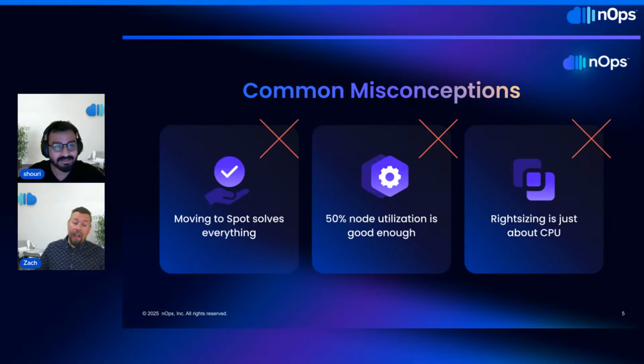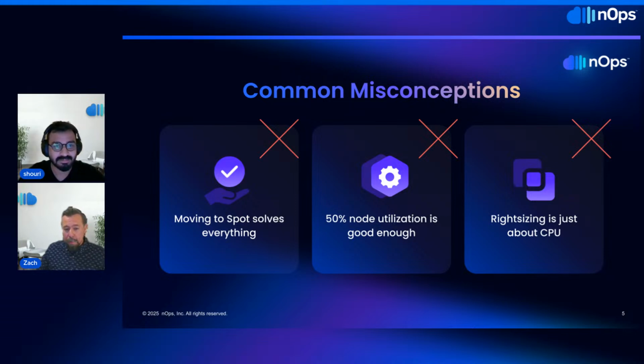Yeah, there's a lot of them. We're just highlighting three of the most common here. One is that moving to spot will solve everything. And I guarantee you, if your applications are tolerant of an occasional disruption and you can move everything to spot, you will save money. But I would not call a poorly tuned cluster running fully on spot an optimal configuration. So that's just one part of the puzzle.